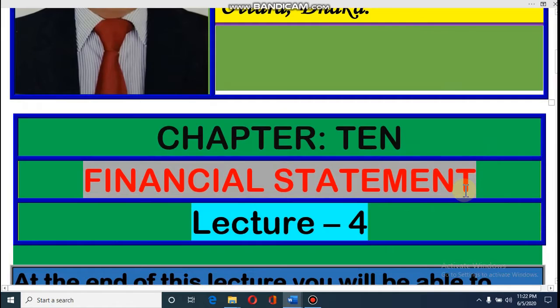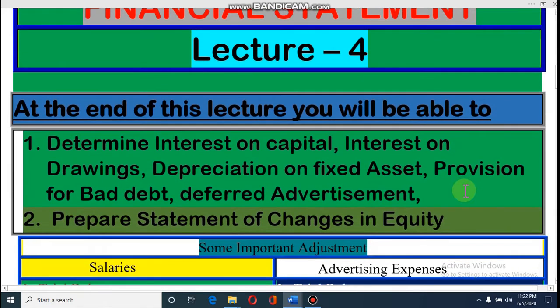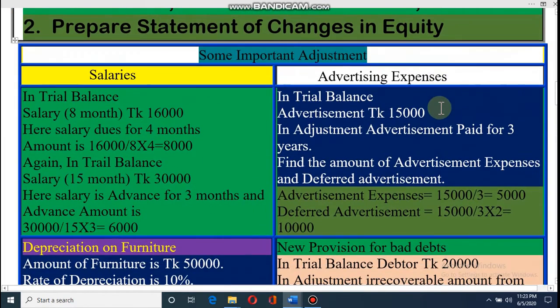Dear student, today we will discuss chapter 10, financial statement. This is our fourth lecture on this chapter. After this lecture you will be able to determine interest on capital, interest on drawings, depreciation on fixed asset, provision for bad debt, deferred advertisement, and prepare the statement of changes in equity. Dear student, this is a very important lecture.